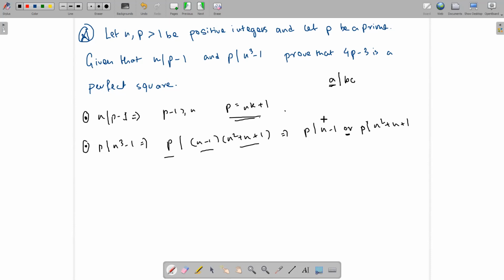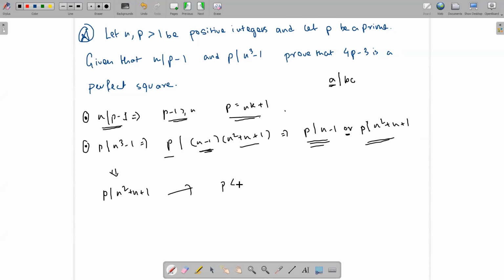Right. So okay, now one of these is absurd, right? This is absurd because we have this. So this is the only possibility. My previous claim was also false. Here, this cannot divide this, so I am only left with n square plus n plus 1. So this condition is giving us P divides n square plus n plus 1. Okay, that's a start. So what can we say after that?